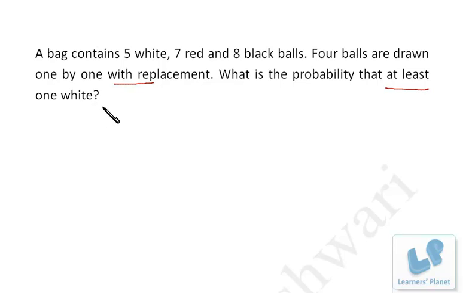Now further what we can do is we just take all the cases when none of the ball is white and deduct it from 1, right? And every time we are drawing the ball we are putting it back in the bag. So for the first time we have 8 plus 7 is 15, plus 5 is 20 balls. Out of 20 balls I have to draw one ball and I have 15 choices because I'm not drawing a white ball. So precisely it is 3 by 4. So the probability that the first ball is non-white is 3 by 4.